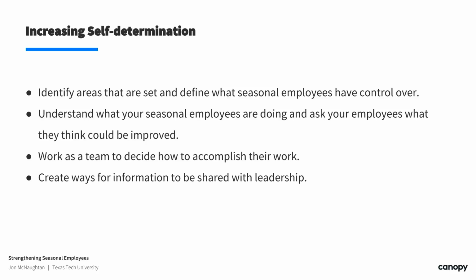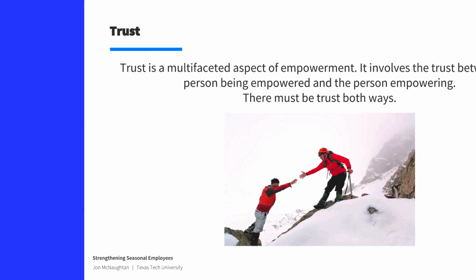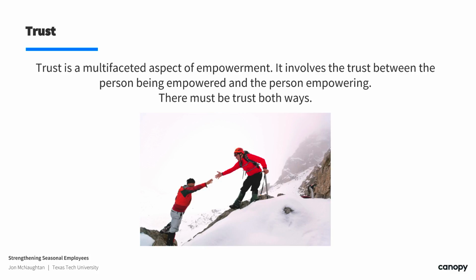The final dimension of empowerment is trust. And trust is basically defined as a multifaceted aspect of empowerment. It involves the trust between the person being empowered and the person empowering, but it also involves the inverse, right? Me as a leader, do I trust the person that I'm leading and that I'm empowering? And you kind of get that image with this picture.